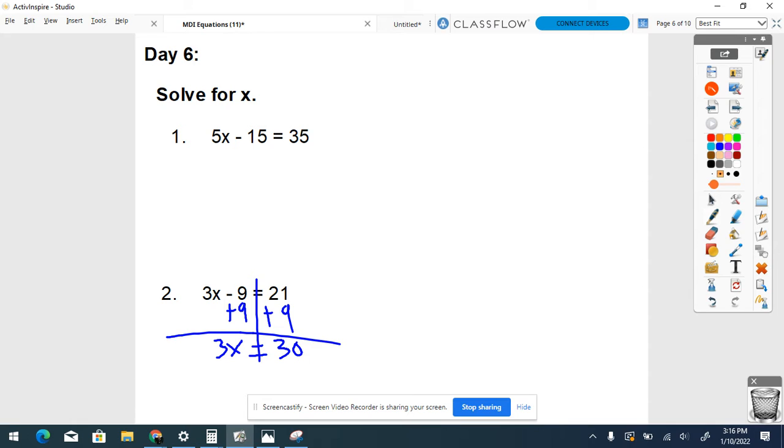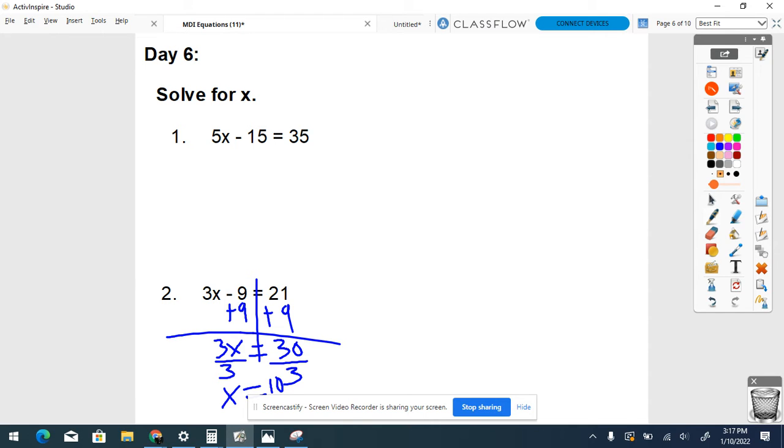Now 3x equals 30. Remember, 3 times x means multiplication, so I always have to do the inverse. To get x by itself, the inverse of multiplying is division. So instead of 3 times x, I need 3 divided by 3. And if I do it to one side, I do it to the other. We know 3 divided by 3 is 1, or x equals 30 divided by 3, which is 10.